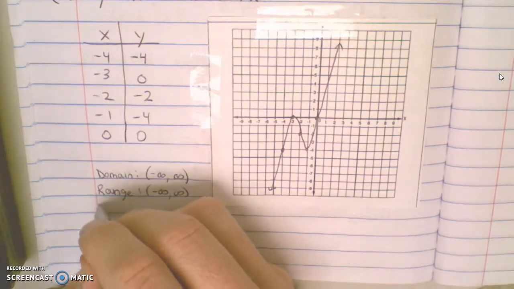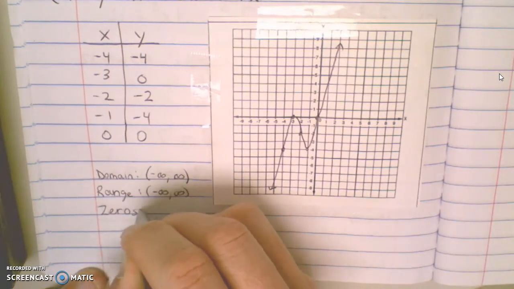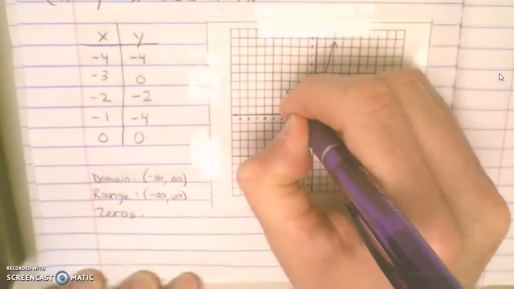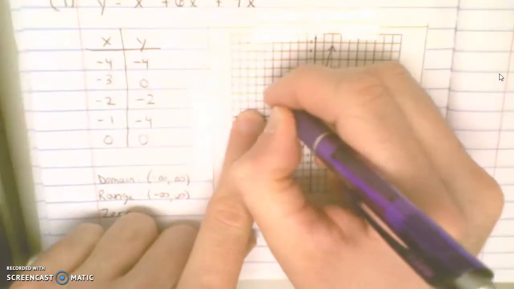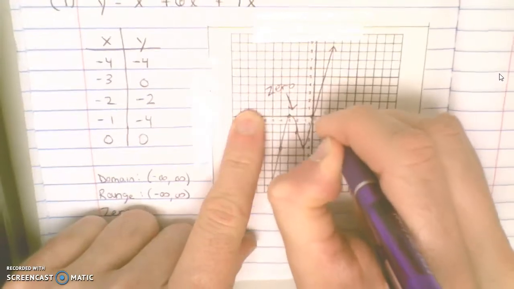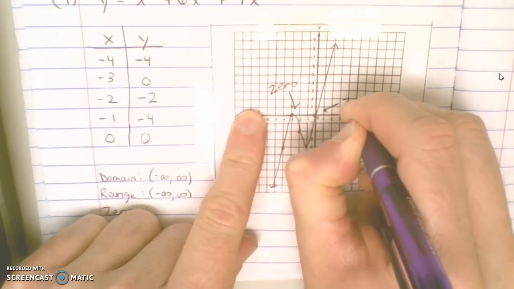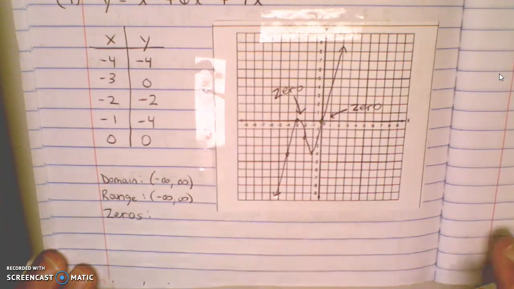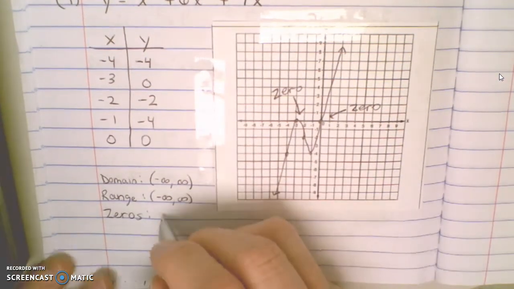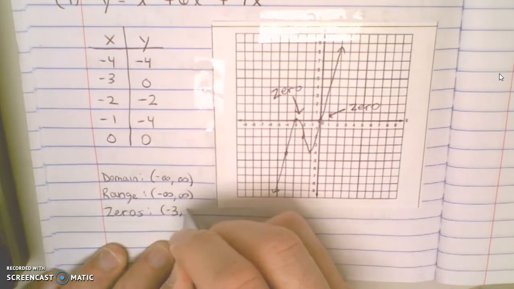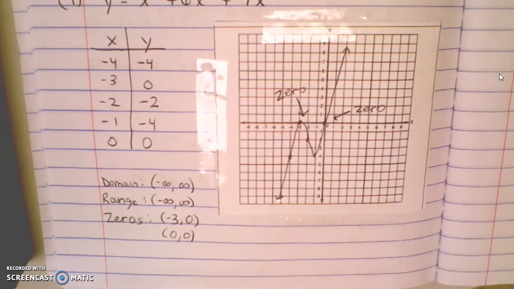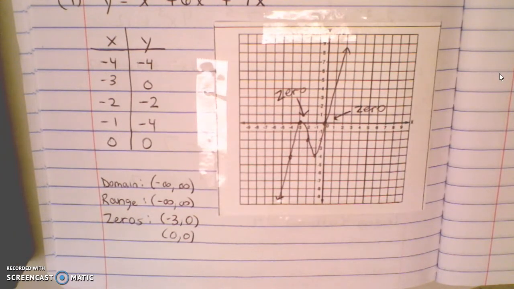For my zeros, or my x-intercepts, there are actually two x-intercepts here. It's where it's crossing on the x-axis. I'm just going to label it there. There's a 0, and there's a 0, or your x-intercept. So you just have to label the coordinates of those. So here we have -3, 0, and 0, 0. Those are my two zeros.